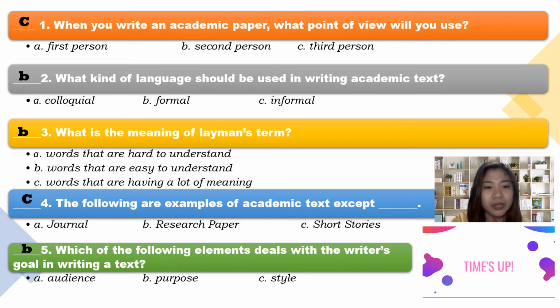Number 4, the following are examples of academic text except. The correct answer is letter C, short stories. And number 5, which of the following elements deal with the writer's goal in writing a text? So the correct answer is letter B, purpose. Okay, so let us have the next slide.